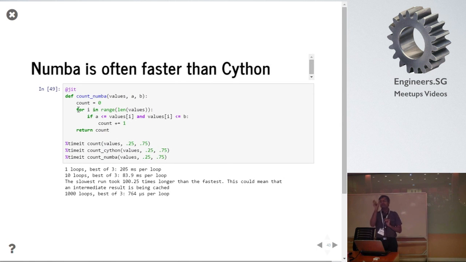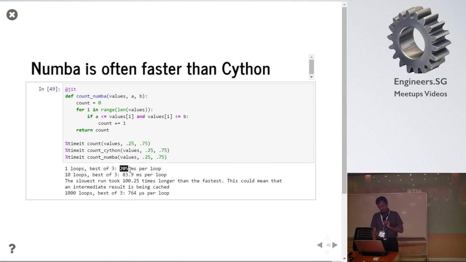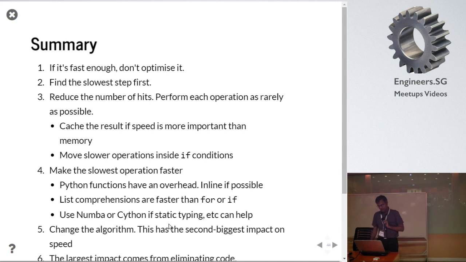So the counting the values between a range A and B, that in Python takes 205 milliseconds, in Cython, as we saw earlier, takes about 84 milliseconds, and in Numba takes 764 nanoseconds. So blazing fast. In this case, you get a solid improvement. I haven't seen a case where Numba is slower than Cython. Therefore, I've consistently shifted over to Numba.